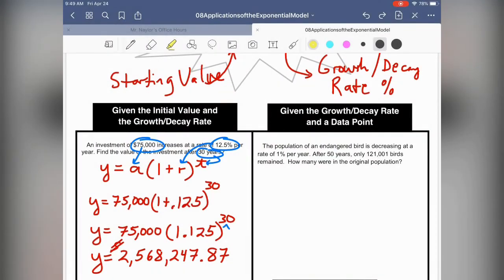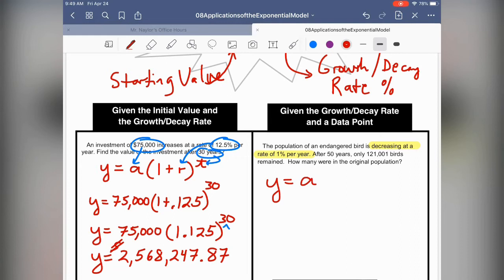Now, our next problem, it's not going to be quite as easy as the first, because as you'll discover in a moment, it takes a couple steps and some algebra to get to our final answer. But it's still a classic example of the exponential model, because as you can see here, we have a population that is decreasing by a percent, specifically 1% per year. Anytime you have a percent change, it's always going to fit into the exponential model.